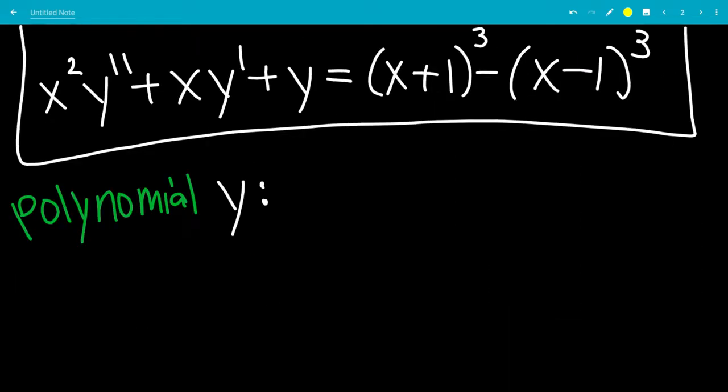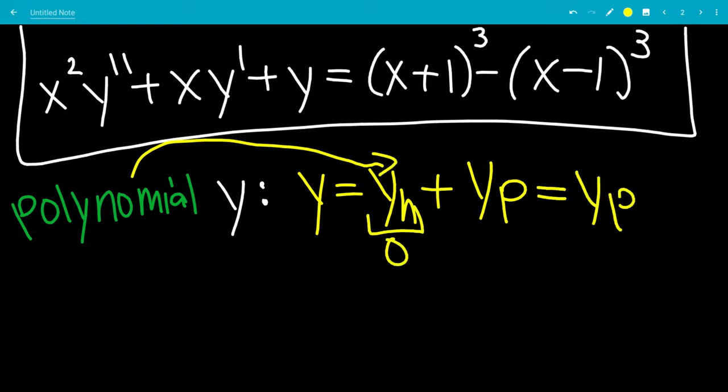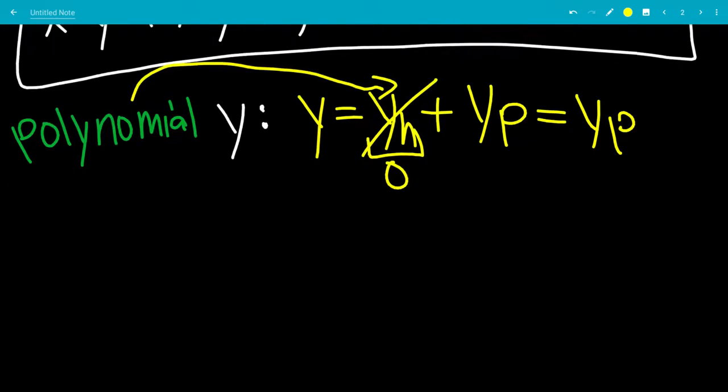Okay, because we have polynomial y only, in the general case for these equations, because we have a right-hand side, we need y equals the homogeneous solution, so that's when the right-hand side equals 0, plus the particular case, so that's the polynomial y. That's where you substitute y and then compare coefficients and that's your answer. But in this case, because we have polynomial y, yh is 0. So this is just yp. So this goes away. That means we can just substitute something and that will be the answer.